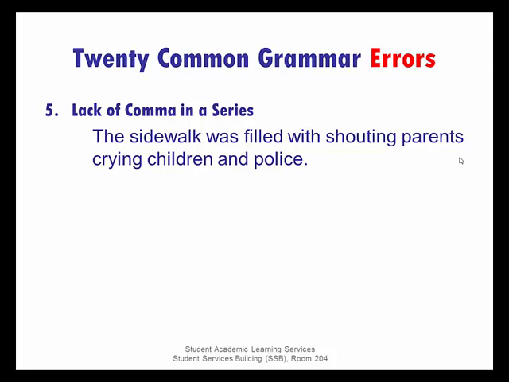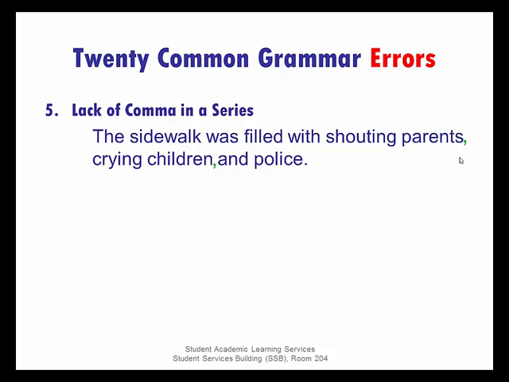Number 5, lack of a comma in a series. So a series is another way of saying a list. The sidewalk was filled with shouting parents, crying children, and police. Where would you put the commas? If you said after shouting parents and after crying children, you're correct.